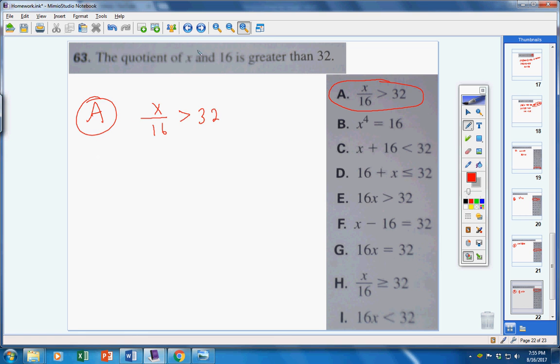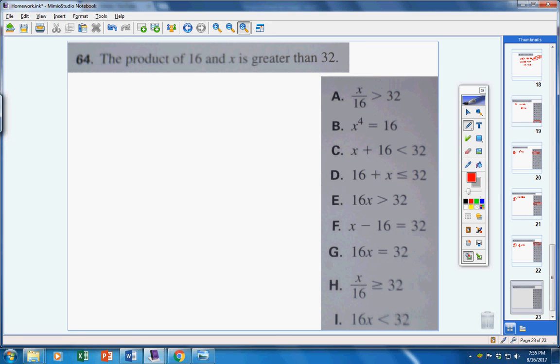Last but not least, number 64. The product of 16 and x, so we know we're multiplying. What are we multiplying? 16 and x is greater than 32. Now, 16 times x is simply 16x is greater than 32. There it is right there. So the answer is E.